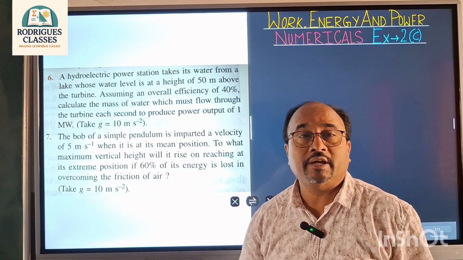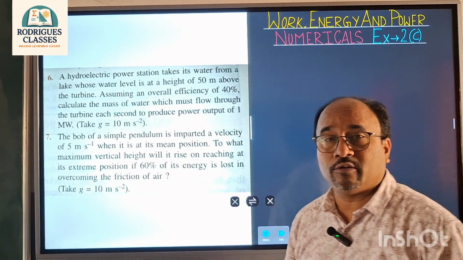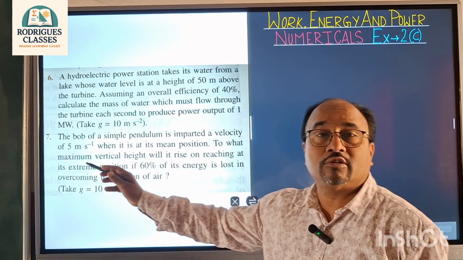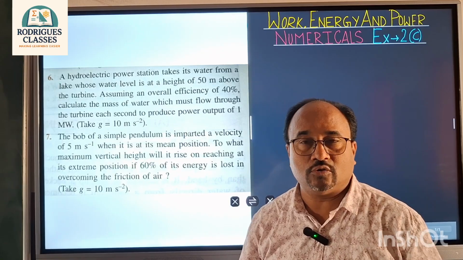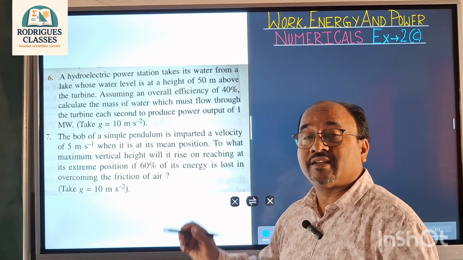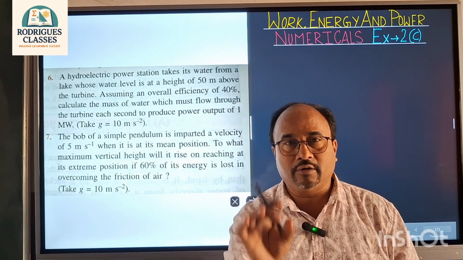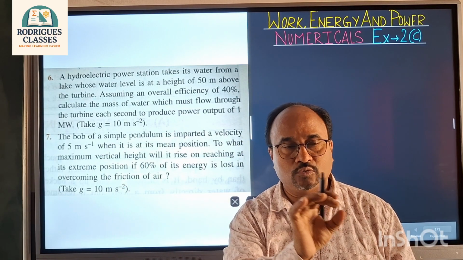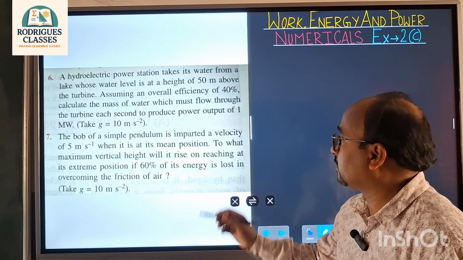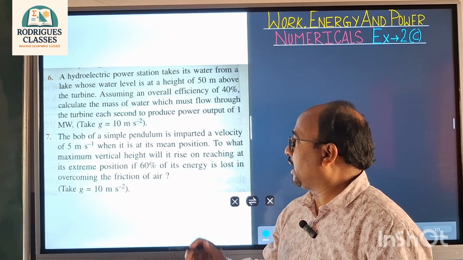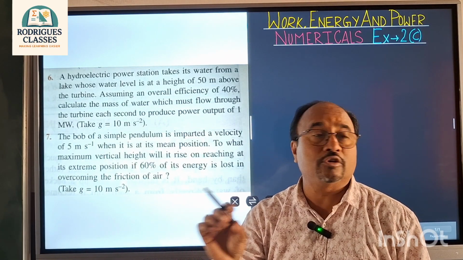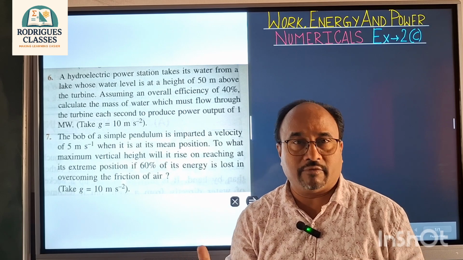We move on to numerical number 7, which is based on a pendulum. It says the bob of a simple pendulum is imparted a velocity of 5 meter per second. So the pendulum is given a velocity of 5 meter per second when it is at the mean position. So remember, a pendulum, this is the mean position and these two are the extreme positions. At this place, the speed given is 5 meter per second. To what maximum vertical height will it rise on reaching the extreme position? So from mean it is going to the extreme position.